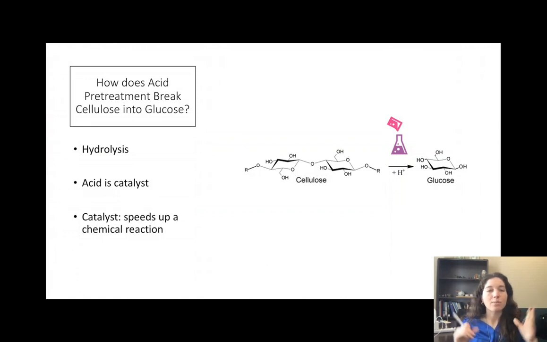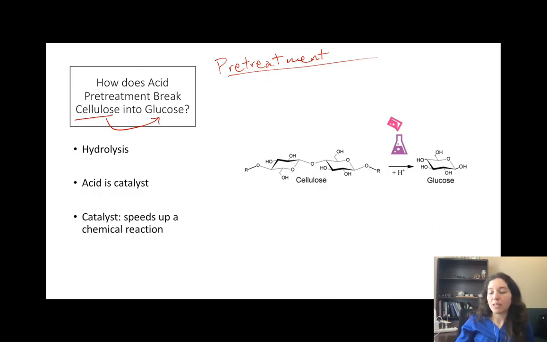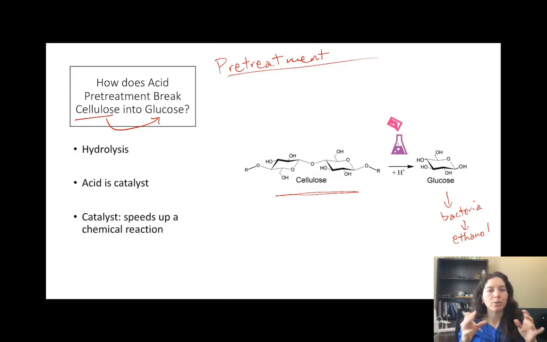So let's take a look at this pre-treatment, okay? What is this pre-treatment? We've got to get cellulose to glucose in order for it to be eaten by bacteria. So this goes to bacteria, and then they turn it into ethanol. That's where we're going with this. So this complex cellulose molecule is connected to a lot of different glucose molecules, and we need to break it apart. We do this by a process called hydrolysis.